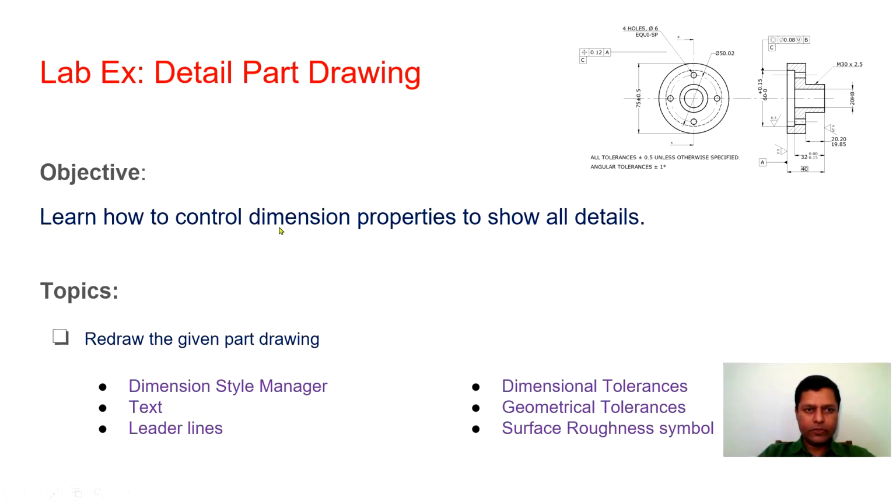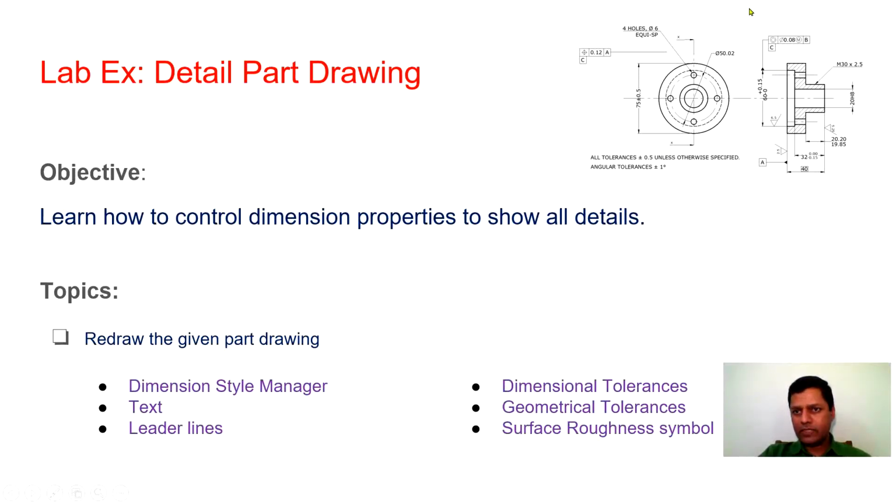So today we are going to draw the detail or part drawing, and the main objective of today's exercise is to see how to control the dimension properties in AutoCAD. So we'll be controlling the dimension type, the arrow, size of the text and so on using the dimension style manager. Also we will see how to get or represent the dimensional tolerances, geometrical tolerances and the surface roughness symbol.